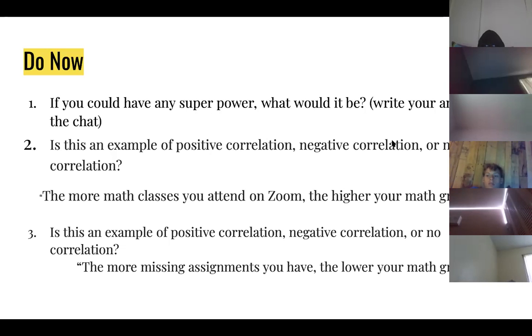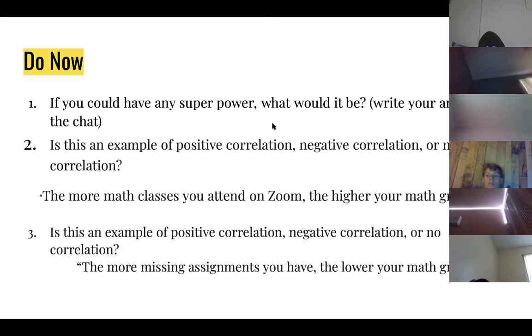Thank you, Clervins. The more missing assignments you have, the lower your math grade is. What do you have for me, Natalie? Isn't it negative because it wouldn't stay the same? It would lower down. Yeah, so if you were to plot points again, it would be going downward. So it's a downward trend. That would be negative correlation.